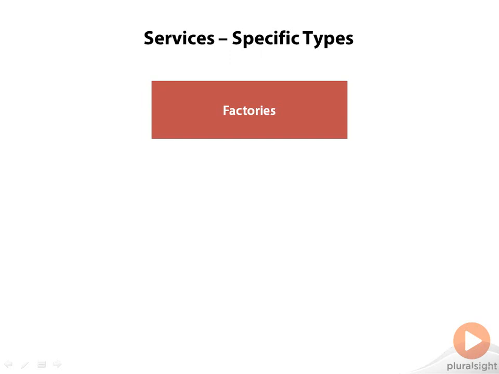In this last section on services, we are going to look at 3 different specific kinds of services and how we might use those services in our application. The first kind of service we will look at is a factory.